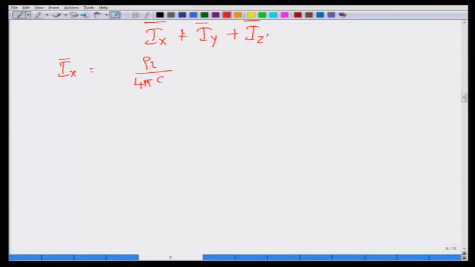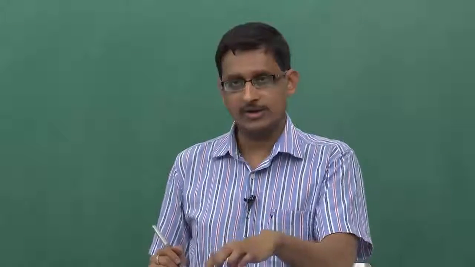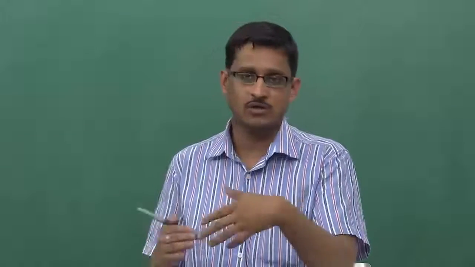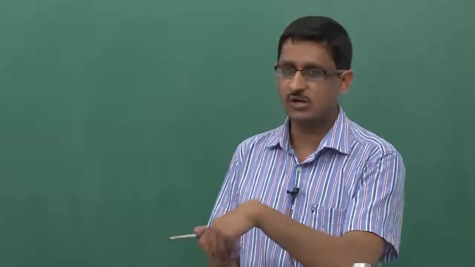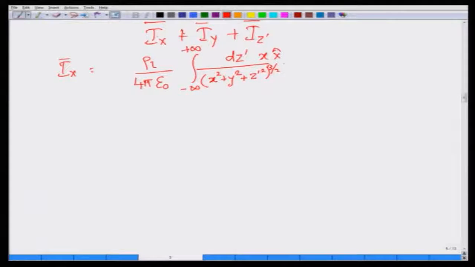4 pi epsilon 0 is a constant, so I am going to take it out of the integral. The limits are minus infinity to plus infinity, the integration variable is z prime, and there is x square plus y square plus z prime square to the power 3 by 2, and there is x into x hat. This is the vector. Similarly, you can write down expressions for Iy and Iz. I am not going to do all those calculations; I am just going to show you how to do one integral, and I am hoping you can use the knowledge you have already studied in integration and differentiation to obtain the other integrals. So you have this particular integral, and you can solve it.